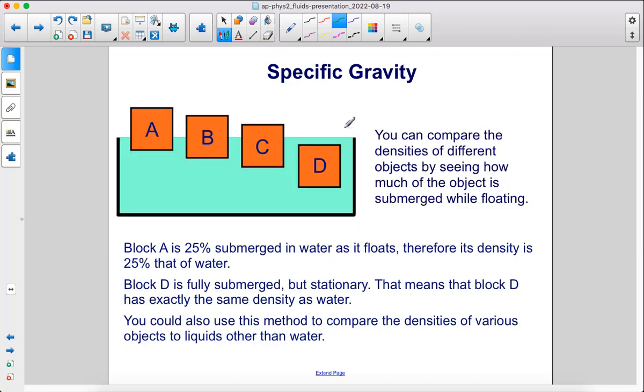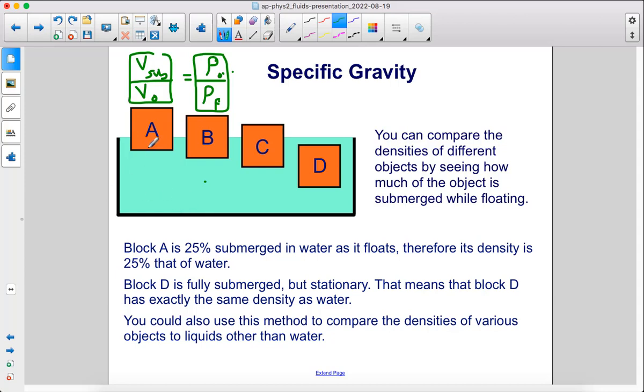You can compare the densities of different objects by seeing how much of the object is submerged while floating. So this is like 2 slides ago when we were saying that the volume that's submerged divided by the total volume of the object is going to be equal to the density of the object divided by the density of the fluid. This is specific gravity, right? So this is going to be water in this case. This is going to be the density of the object. And this is going to give us what percentage of that object will be underwater.